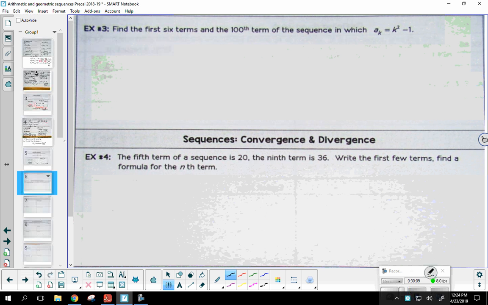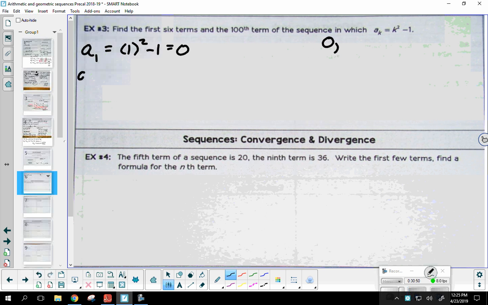Find the first 6 terms and the 100th term for this sequence. A sub k equals k squared minus 1. So here they're using k instead of n. Changes nothing. Okay. So let's say I want the first term. A sub 1. But you'll notice, what am I plugging in for k? I want the first term, so I'm going to substitute 1. Okay. So the formula says k squared minus 1. So I'm just going to go ahead and say 1 squared minus 1. Well, that's going to give me 0. So the first term is 0.